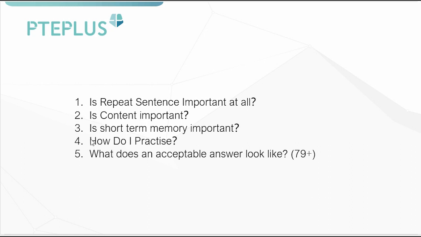We're also going to be talking about how we can practice for the repeat sentence section. And finally, we're going to be discussing, what does an acceptable answer look like? And what does a perfect 79 answer look like? Do we need to get all three of those content marks? Do we need every single word and in the correct order to get 79 or 90? The answer is no, it's not that. We need an acceptable answer. We need an answer that the machine thinks is going to be worthy of a high mark. And that's what we're going to be talking about in our later sessions.